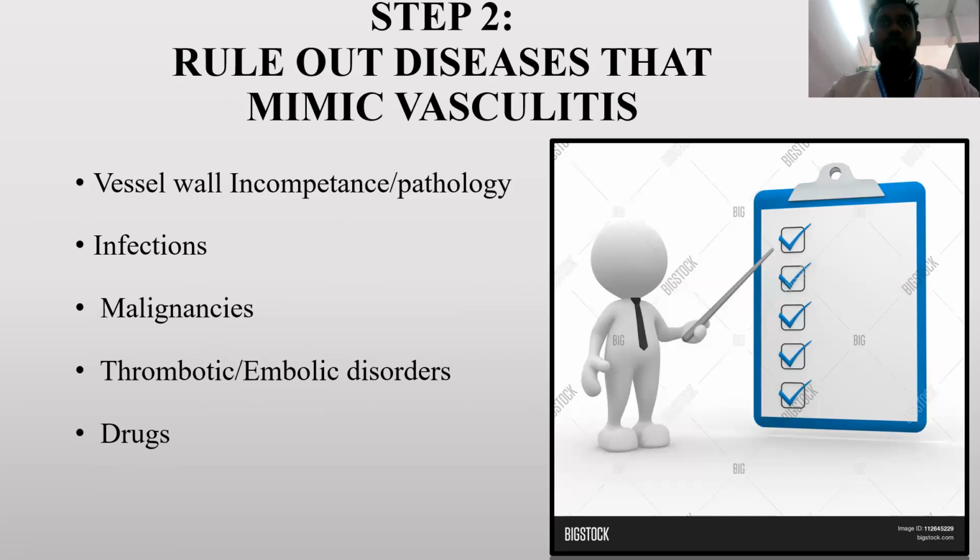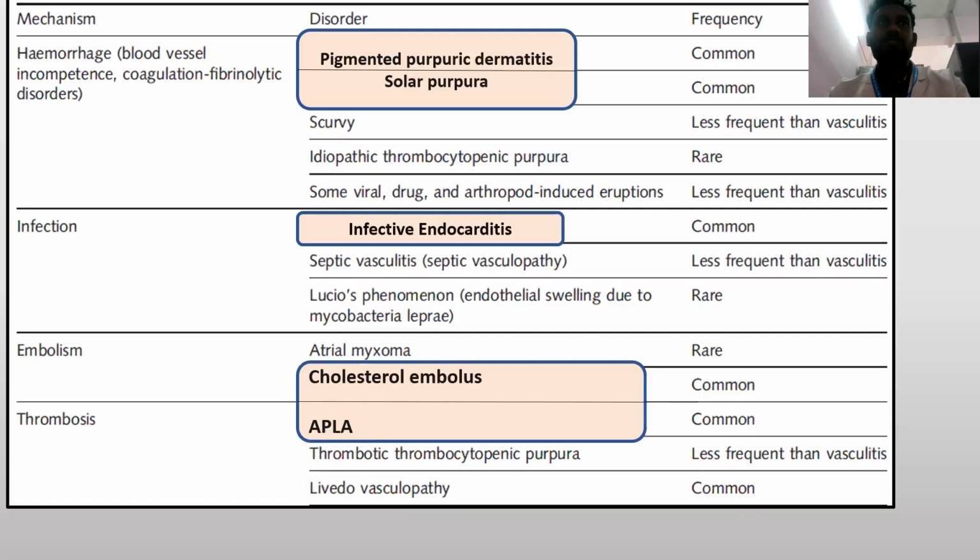Step 1 was to suspect vasculitis based on the clinical picture. Step 2 is to rule out diseases that can mimic vasculitis. The common diseases which can mimic vasculitis include any vessel wall incompetence or pathology, infections, malignancies, thrombotic and embolic disorders, and even sometimes drugs. So we should keep a suspicion of them.